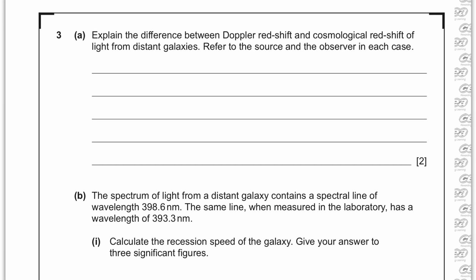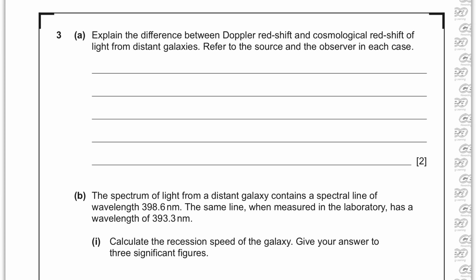Question 3. Part A. Explain the difference between Doppler redshift and cosmological redshift of light from distant galaxies. Refer to the source and the observer in each case. Okay, so regular Doppler redshift is when the source is moving away from the observer. Now you can't have that the other way around, but yeah, just one description will be fine.